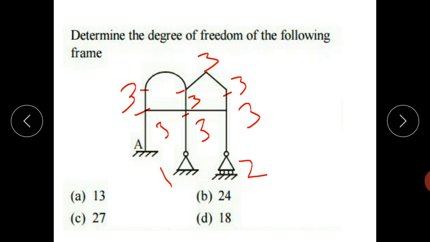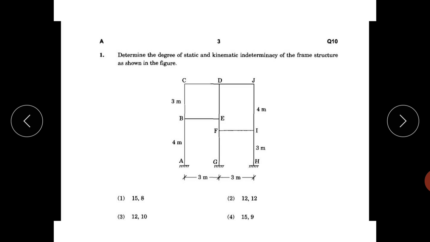Next, if we consider all the deformations, at each joint there will be 3 degrees of freedom. So likewise 3, 6, 9, 12, 15, 18, 21, 22, 23, 24. 24 will be the degree of freedom, that is DKI. Okay, so one MPSC question is there.